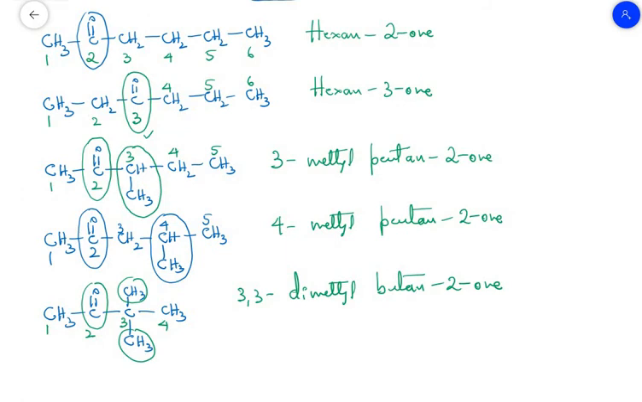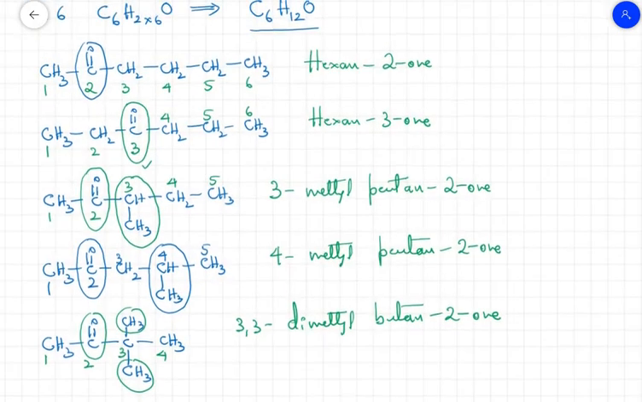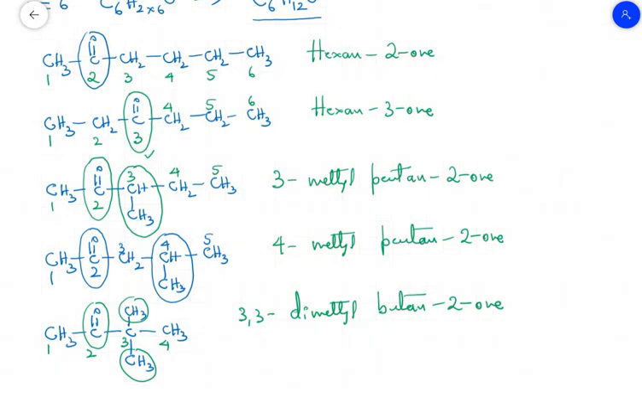Now we have written all the isomers with the formula C6H12O, and I have written the structures also. It is very important to identify all the compounds now. In hexan-2-one, at the second position we have our functional group, and in hexan-3-one at the third position we have the functional group. The total number of carbon atoms is present in a straight chain in hexan-2-one, and it is also the same with hexan-3-one. The only thing is the change in the position of the functional group. So these two are positional isomers, that is, the position of the functional group is changing.